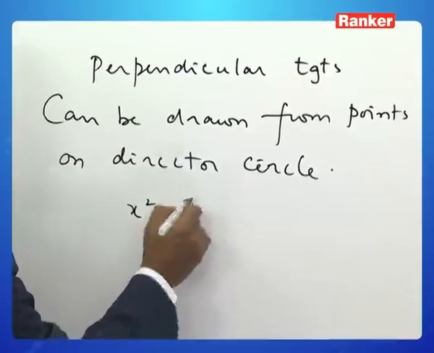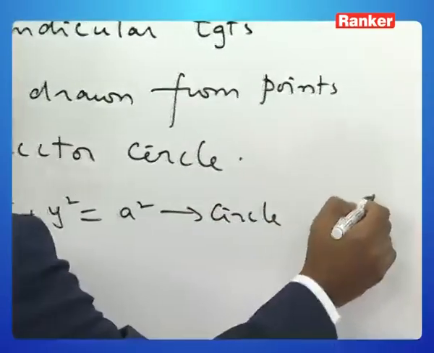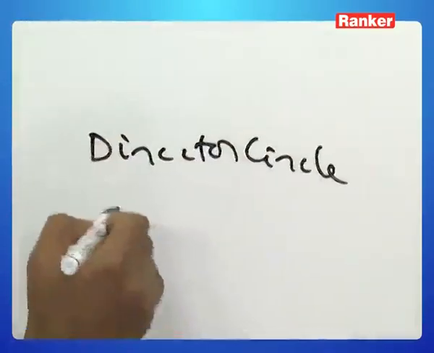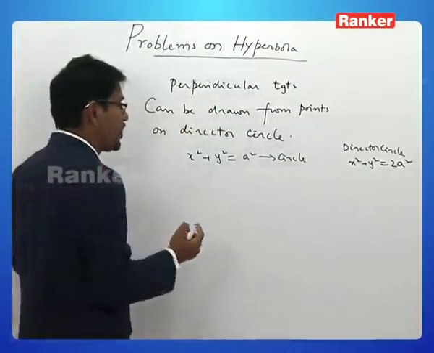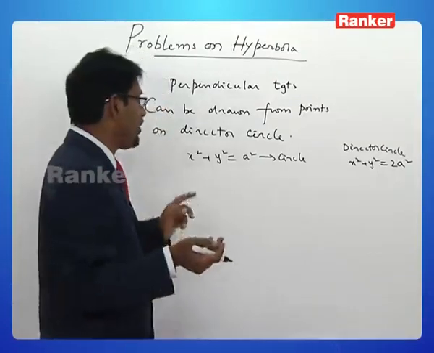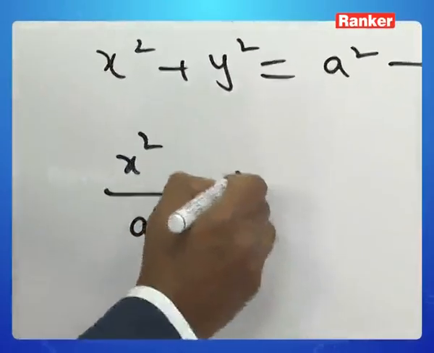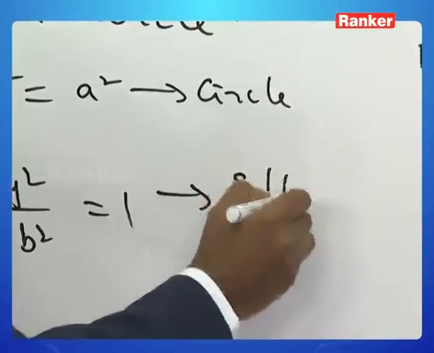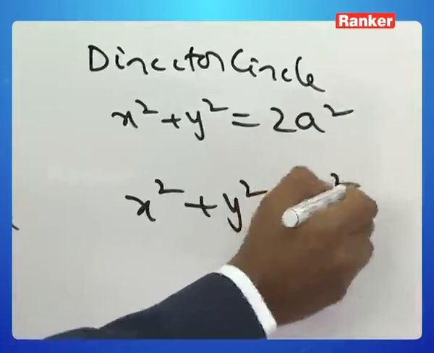For x square plus y square equal to a square, that is circle, the corresponding director circle is x square plus y square is equal to 2a square. That is, the radius of that director circle will be root 2 times the radius of the given circle. And when it comes to x square by a square plus y square by b square equal to 1, that is the ellipse, the director circle is given by x square plus y square is equal to a square plus b square.